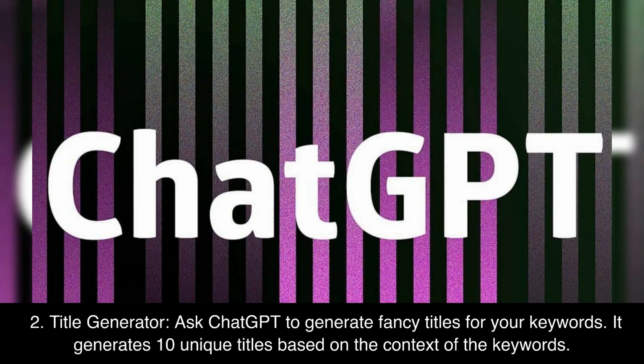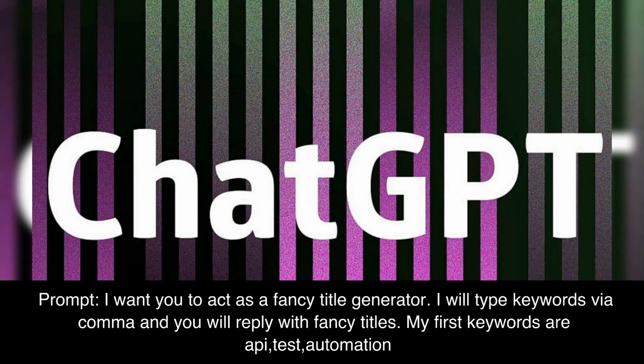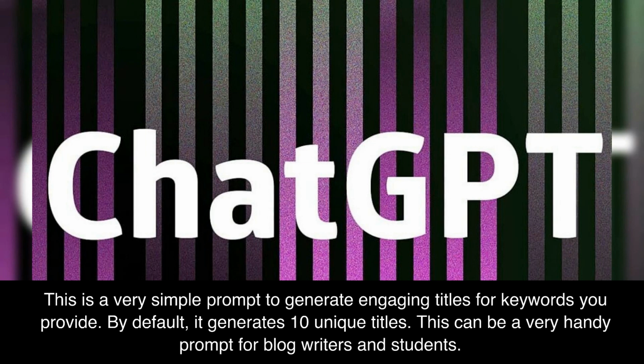2. Title generator. Ask ChatGPT to generate fancy titles for your keywords. It generates 10 unique titles based on the context of the keywords. Prompt. I want you to act as a fancy title generator. I will type keywords via comma and you will reply with fancy titles. My first keywords are API, test, automation. This is a very simple prompt to generate engaging titles for keywords you provide. By default, it generates 10 unique titles. This can be a very handy prompt for blog writers and students.